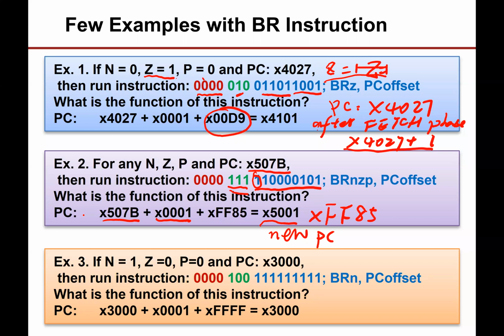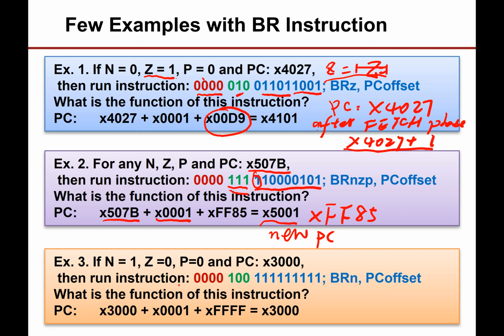Okay, I see. Thank you. Or you can use the jump. We will talk about it later. Okay, thank you. So for example 3, capital N is set to 1, right? So this means the value is negative.